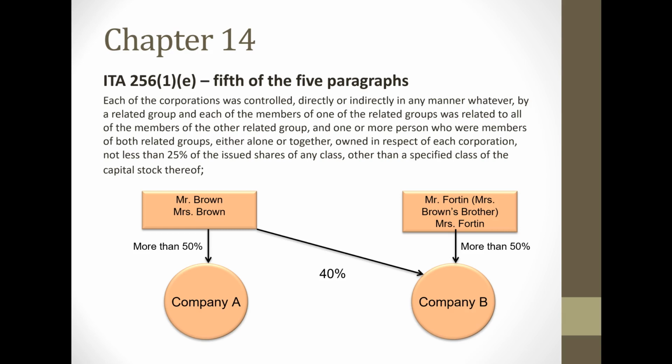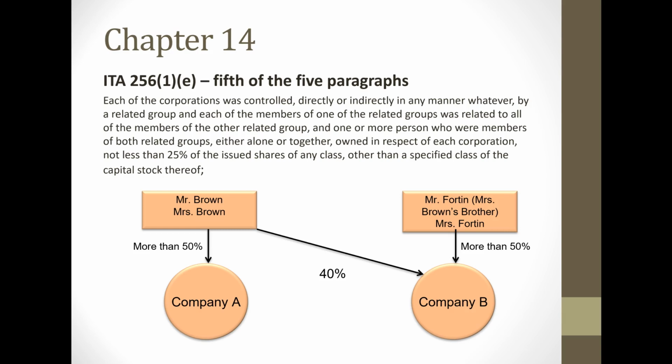Now, in this example, each member of the related group are related to one another. And so because of that, the cross-ownership test in this example, if either Mr. or Mrs. Brown own, let's say, once again, not less than 25% of Company B, in this example 40%, then the two companies would be considered associated. So once again, each member of the related group is related to all members of the other related group.